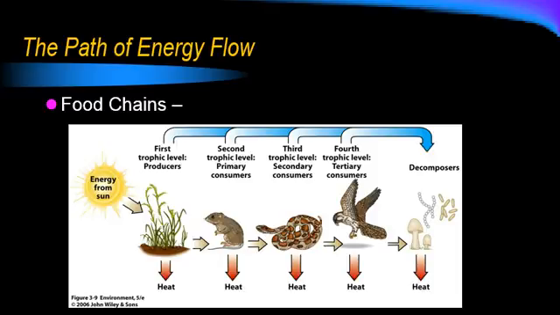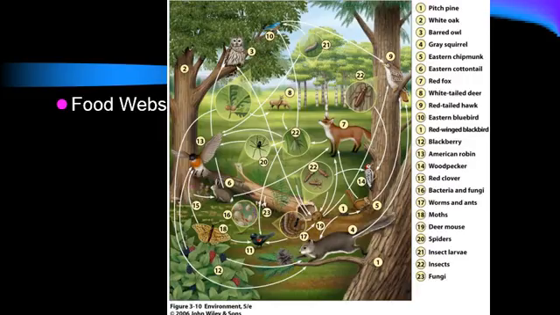So all a food web is, is just several overlapping food chains, because we know that in nature you don't just eat one thing. You usually have to have quite a variety of food. So the food web just shows all of those interconnections, but the arrows still go the same way. The arrows should still always show the flow of energy.